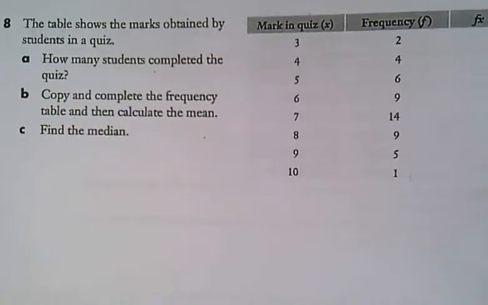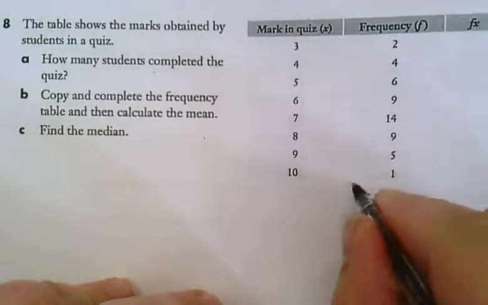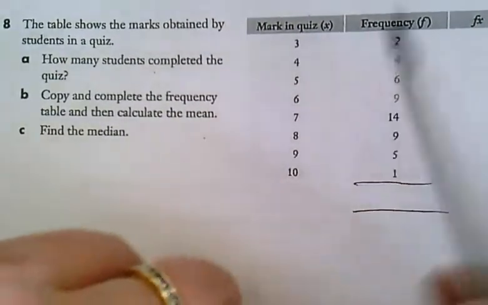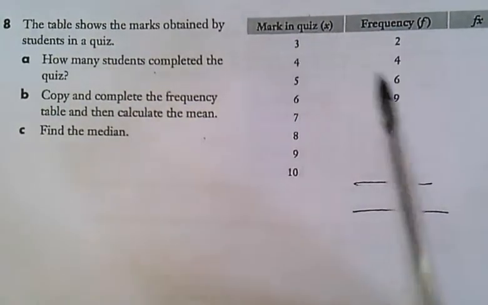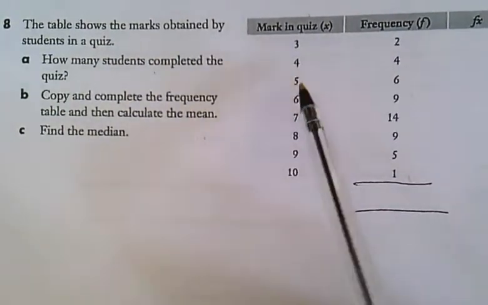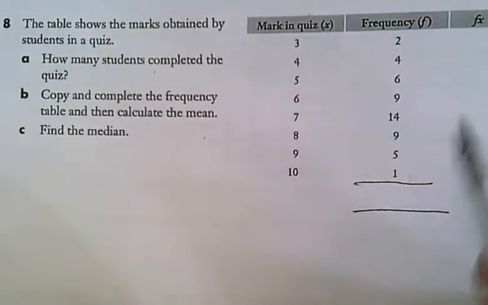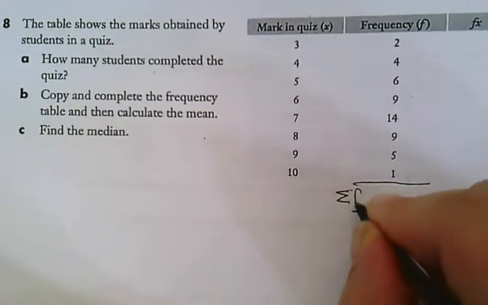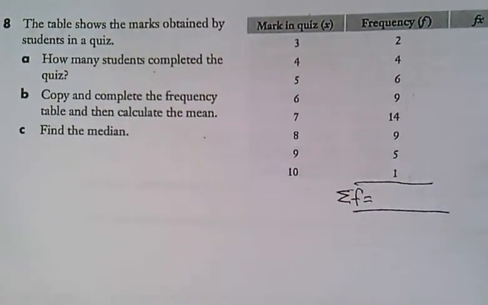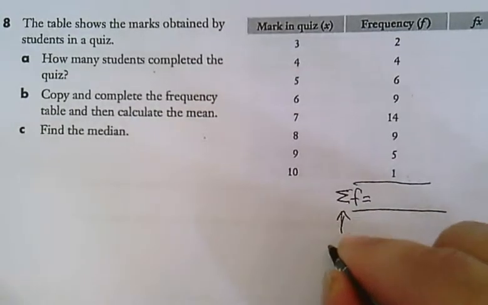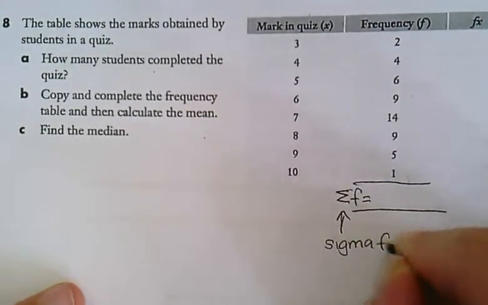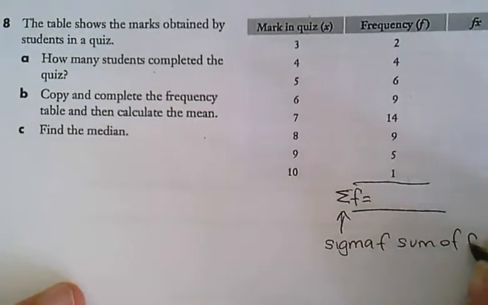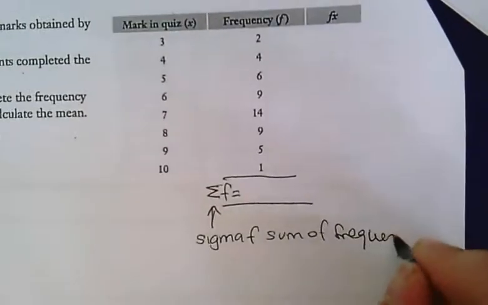And the first question is, how many students completed the quiz? So what do you add up? You add up the frequencies, because this is how we read it. 2 people got 3. 4 people got 4. 6 people got 5, etc. So how many students completed the quiz is what we call the sum. This symbol there is sum of the frequencies. Sigma F, which is the sum of the frequencies.